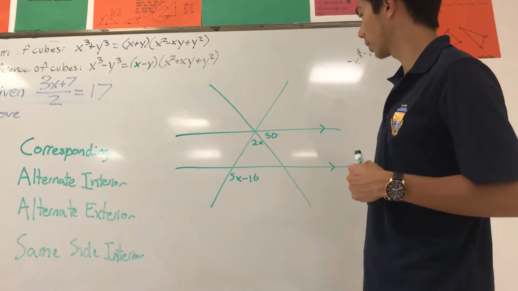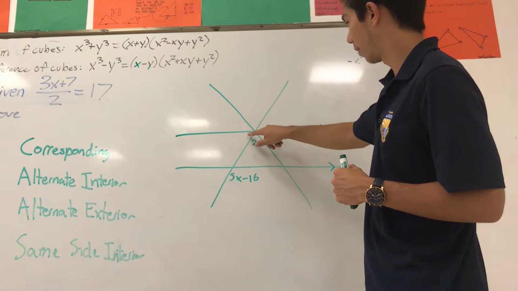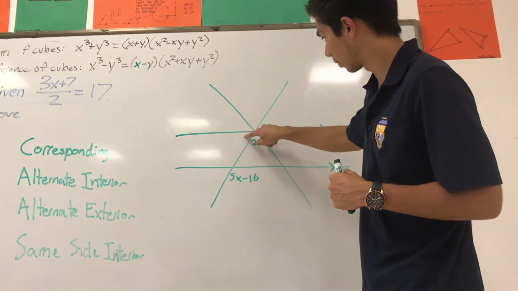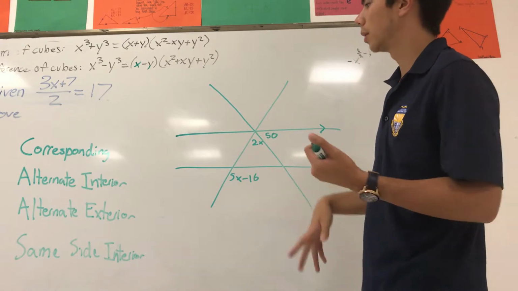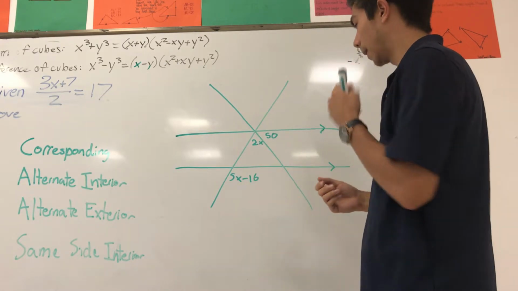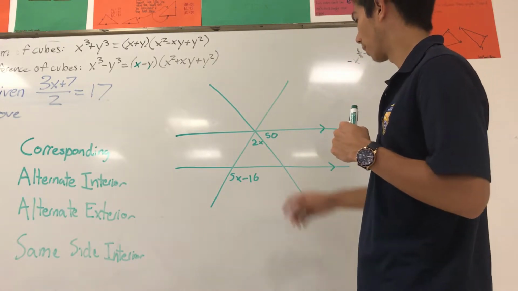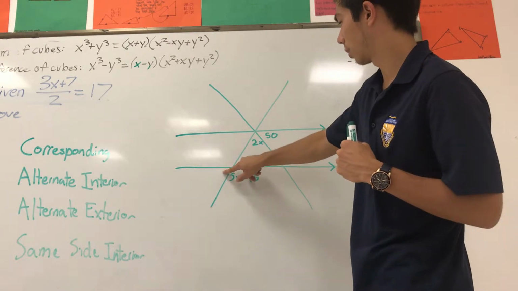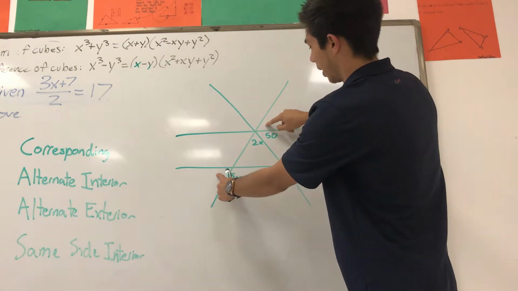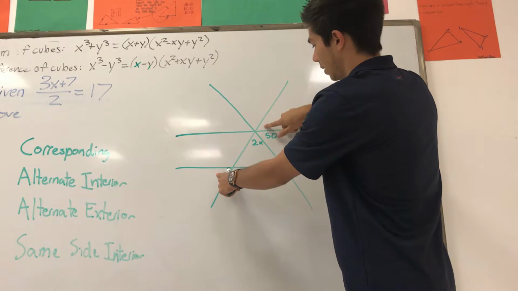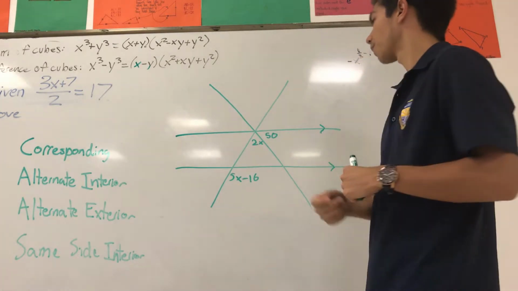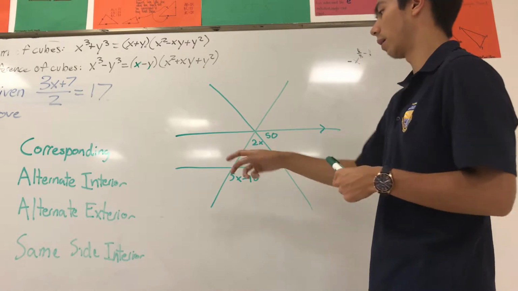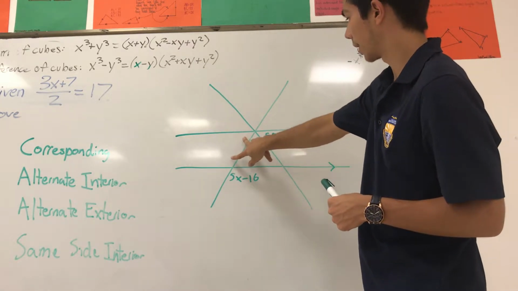Alternate interior angles are in here, so I have this transversal here, I have an alternate angle here, and one right here. Those are also congruent. Finally, I have alternate exterior angles. For example, if I was looking at this one, I see that this one and this one are on the opposite side of the transversal, and they're outside of the parallel line, so they're alternate exterior angles. Then there is a pair of same side interior angles right here.